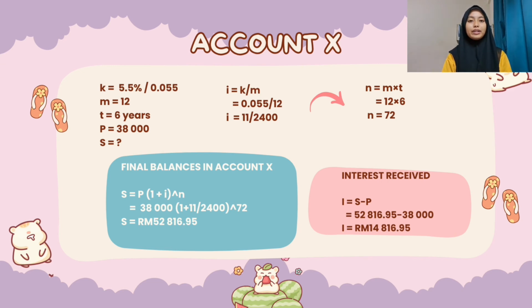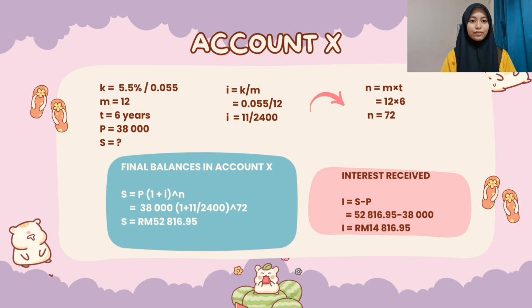Now, let's calculate the final balance that Khadija will receive in account X using S equals P open bracket 1 plus i close bracket to the power of n. S equals 38,000 open bracket 1 plus 11 divided by 2,400 close bracket to the power of 72. Final answer is 52,860 ringgit and 95 cents.